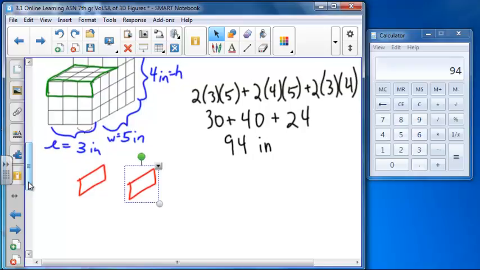Question number 2. The swimming pool has to be drained for maintenance. The pool is 3.